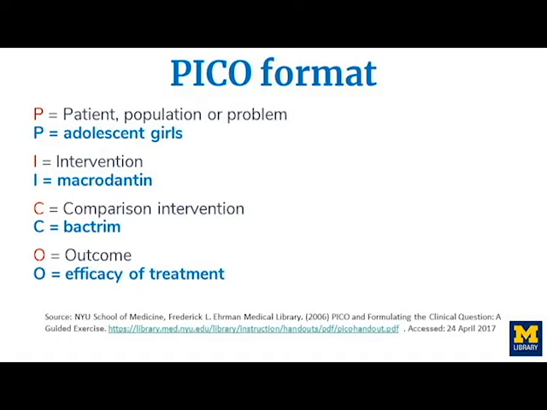The P is for adolescent girls. The I is for macrodantin. We don't always have a C. We don't always have an intervention of comparison, which is Bactrim. And the outcome in this case is efficacy of treatment. The outcome can also be a negative. It could be mortality if we are looking at a question of mortality. So that's just something to think about.